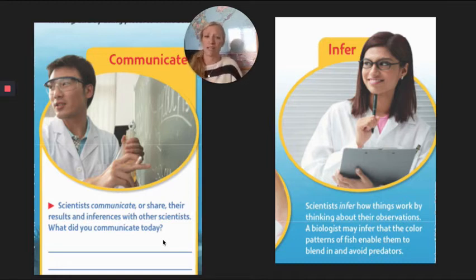I communicated with my teacher this morning during my morning meeting, anything like that. Now, our last thing that we're going to be talking about is infer, or inferring. Now, you use this all the time and you don't even know it.